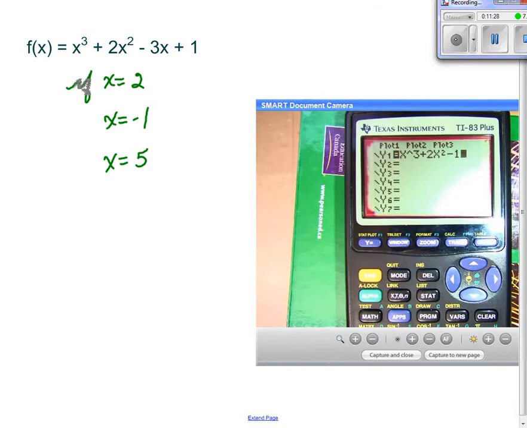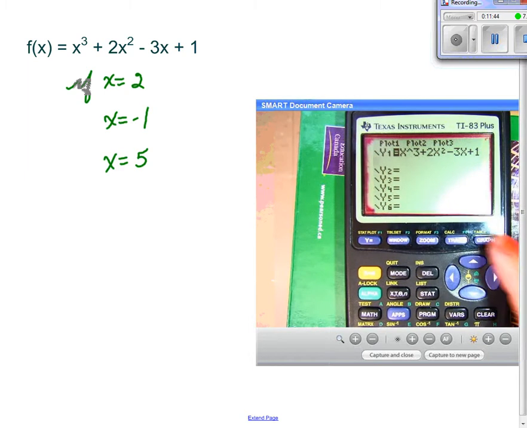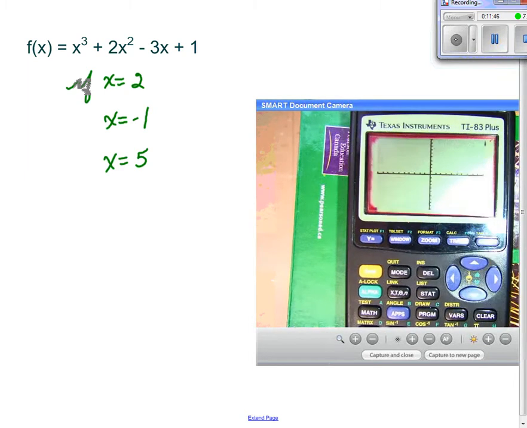Let's see that we can see that clearly on our graph. I'm missing something, minus 3x. There we go. Subtract 3x plus 1. There we go. Graph. There is our function.